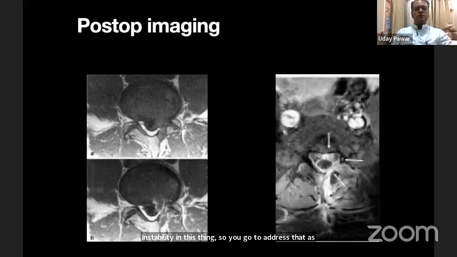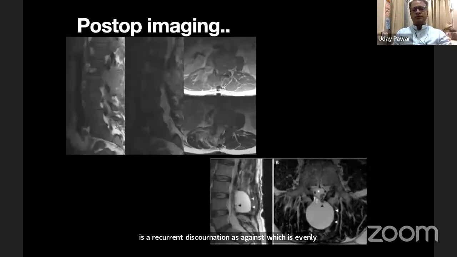Importantly, post-op imaging is where MRI definitely helps us, and most of us know that it helps us differentiate between a post-operative scar or a post-operative disc herniation, when you need to get a contrast MRI. If there is peripheral enhancement, you know that this is a recurrent disc herniation, as against evenly lighting up on a contrast MRI, which you know is scar tissue.